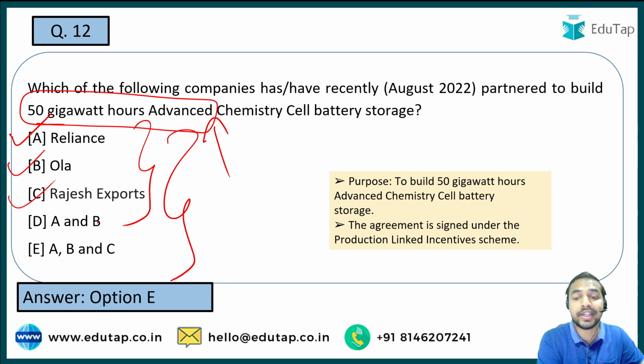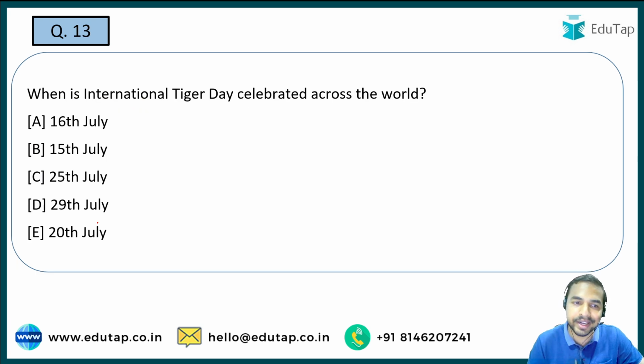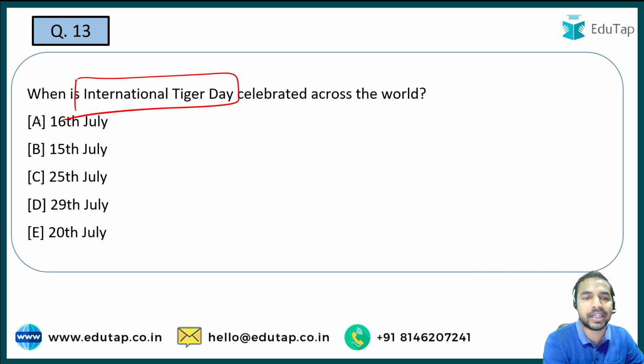All these three entities have come up together for this particular initiative that they are going to take under the PLI scheme. Next question. So guys, here the next question is related to the International Tiger Day, which is celebrated across the world. You are required to tell me the exact date when the International Tiger Day is being celebrated across the world.